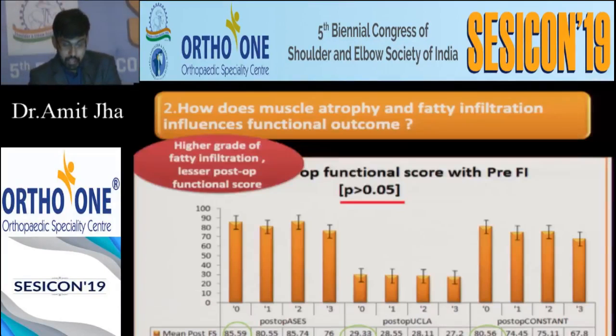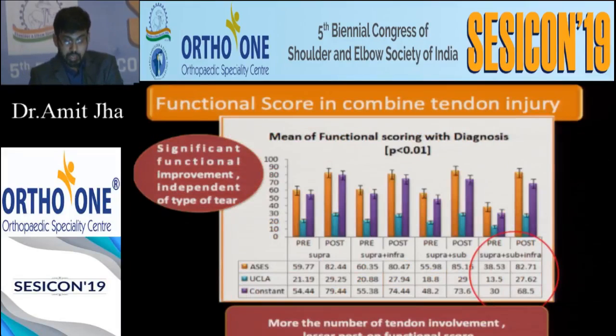When we see the functional outcome, we find that those patients having lesser fatty infiltration had a good functional outcome, but that was not statistically significant. In the combined tendon injury, we found that in spite of having multiple tendon injury, all patients got a good functional outcome, but those having all 3 tendon injury had, compared to the other groups, lesser functional scores, and that was statistically significant.